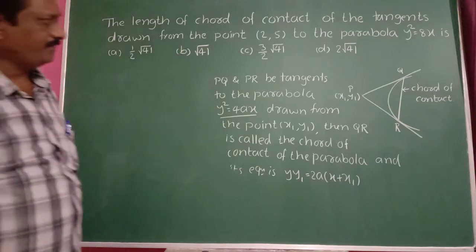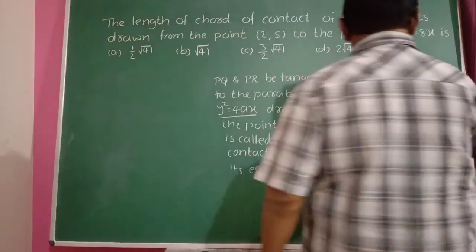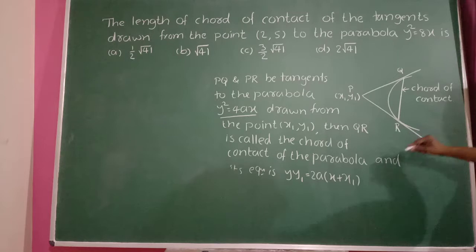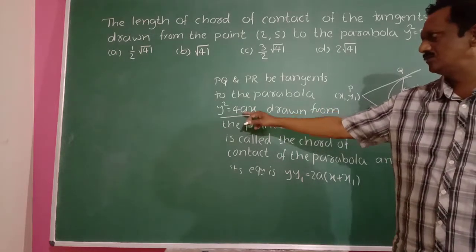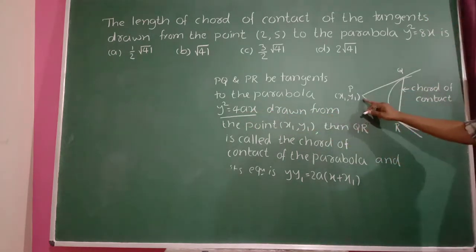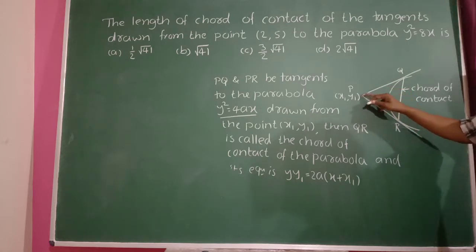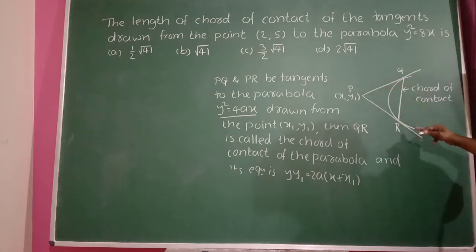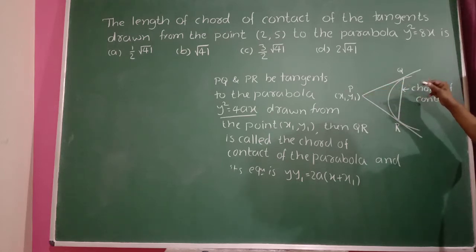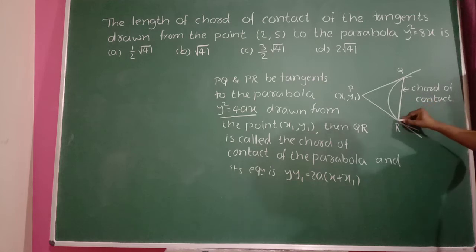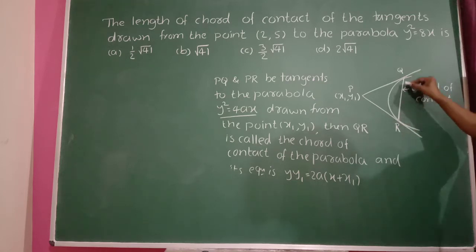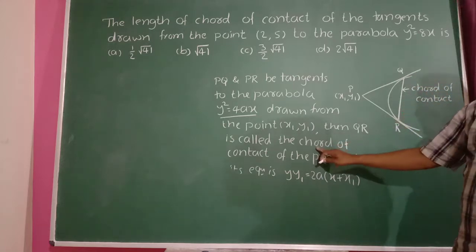I will explain here. There is a parabola. Equation of the parabola is y squared equals 4ax. And P(x1, y1) is a point outside this parabola. Draw the tangents here. PQ and PR are tangents to this parabola. Then Q and R are the points of contact here. If we join Q and R, then it is a chord. It is called a chord of contact.